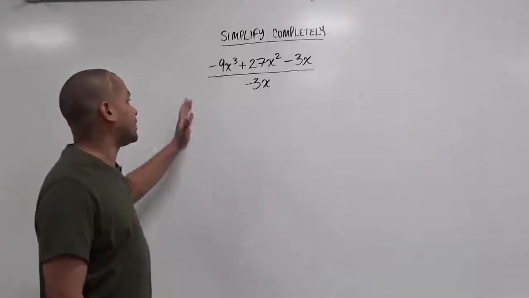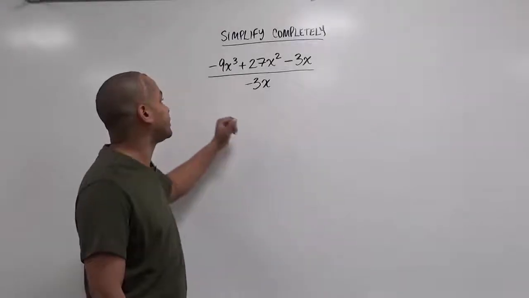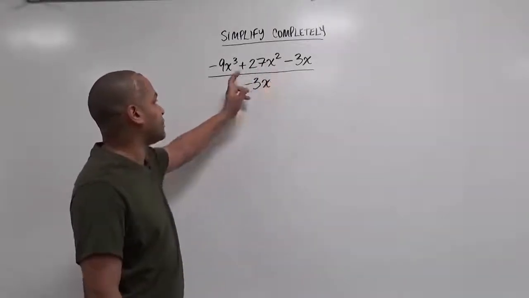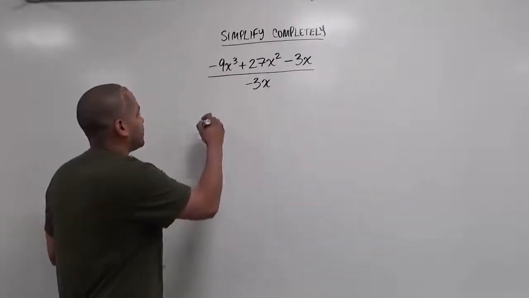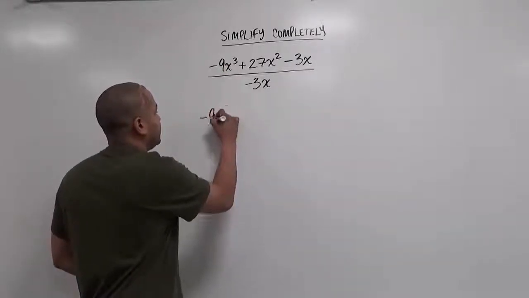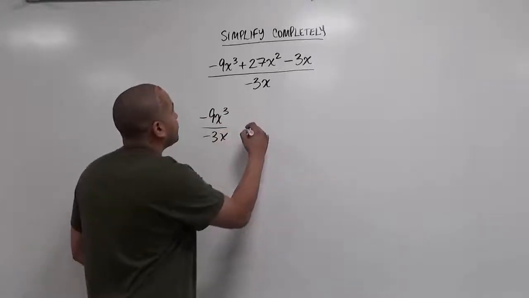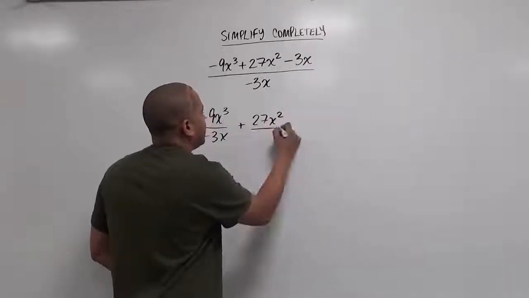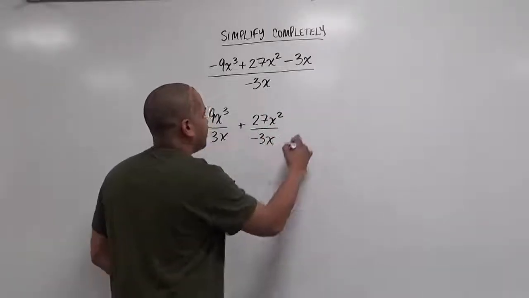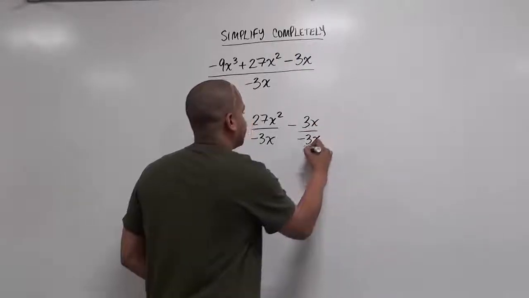Now our first step in this procedure is going to be to separate the fraction into three components. Everywhere we see an operation between terms, we're going to split the fraction. So our first term here is going to be negative 9x cubed divided by negative 3x, plus 27x squared divided by negative 3x, and finally negative 3x divided by negative 3x.